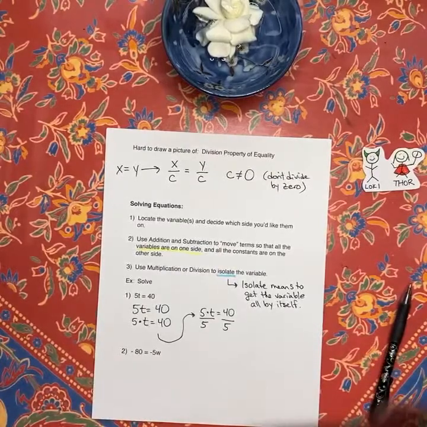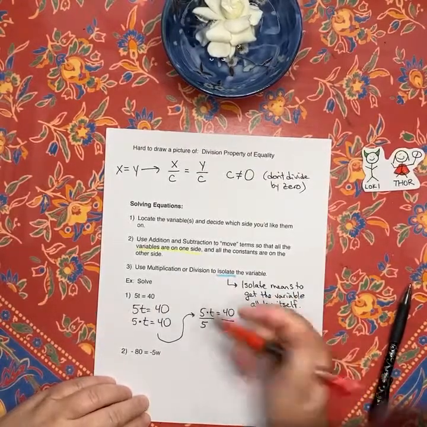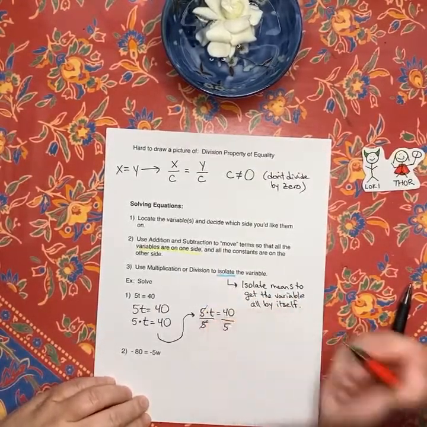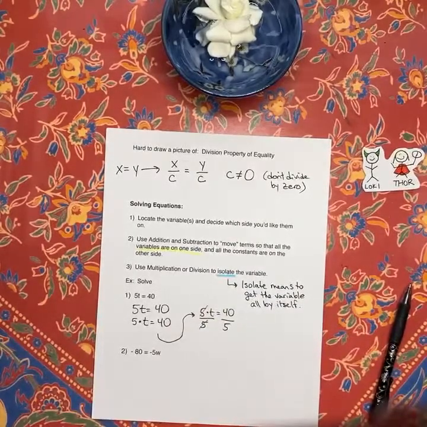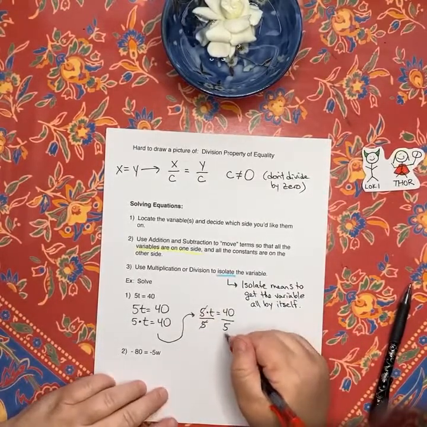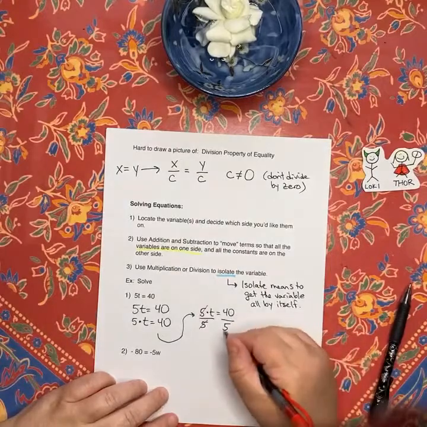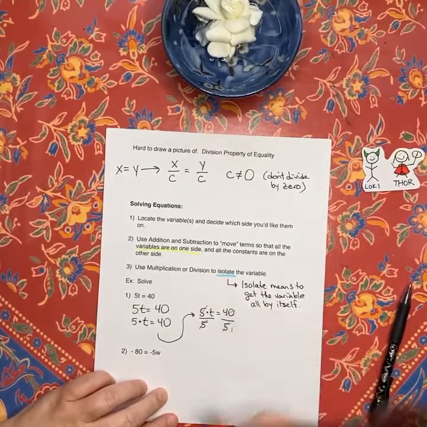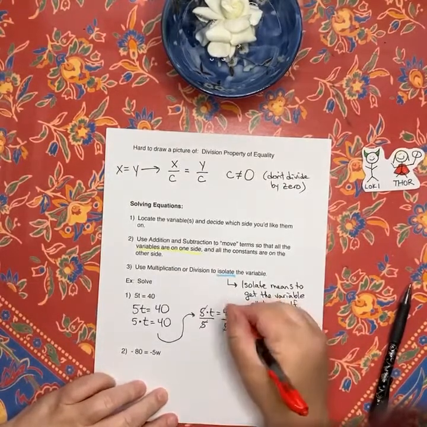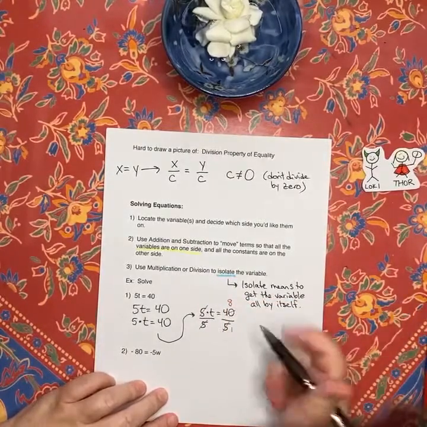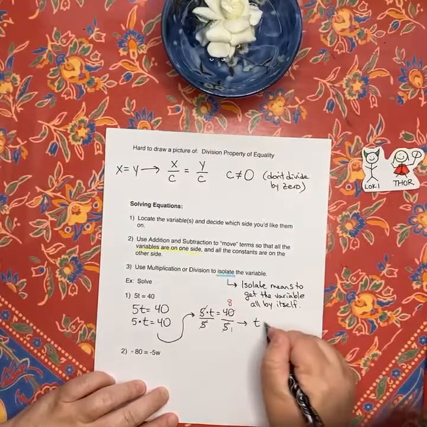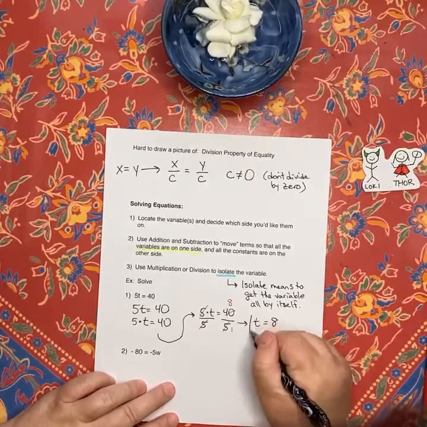And then, look at this. This is very exciting. The 5 cancels. Woohoo! Over on the right, the 5 also cancels, and it leaves 40 divided by 5, which is 8. So then I get t equals 8.